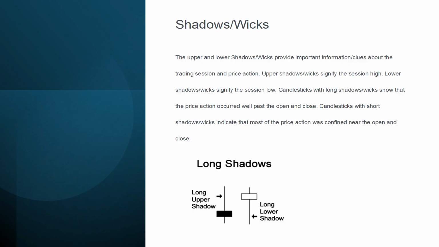Now let's get into shadows, aka wicks. Some people call them shadows, most people call them wicks, but in this example we're going to be using wicks. The upper and lower wicks provide important clues about the trading session and price action. Upper wicks signify the session high. Lower wicks signify the session's low. Candlesticks with long wicks show that the price action occurred well past the open and close. Candlesticks with short wicks indicate that most of the price action was confined near the open and close.